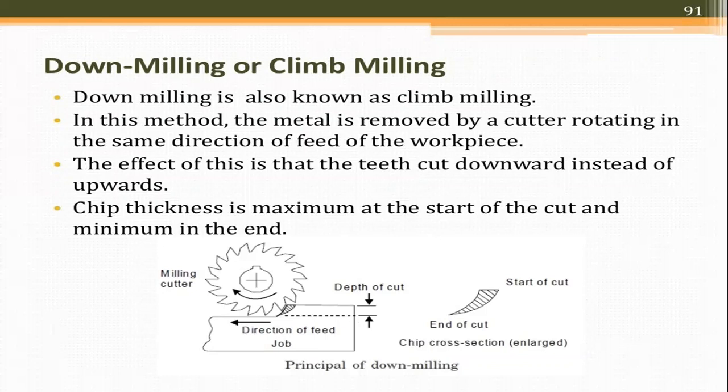Down milling or climb milling. Down milling is also known as climb milling. In this method, the metal is removed by a cutter rotating in the same direction as the feed of the workpiece. The effect of this is that the teeth cut downward instead of upward. Chip thickness is maximum at the start of the cut and minimum at the end.